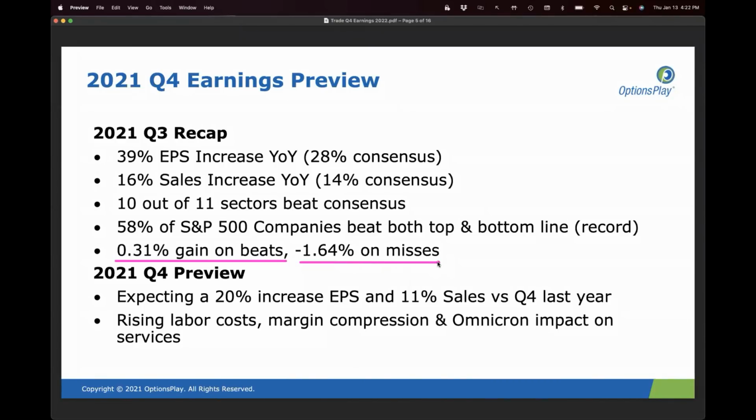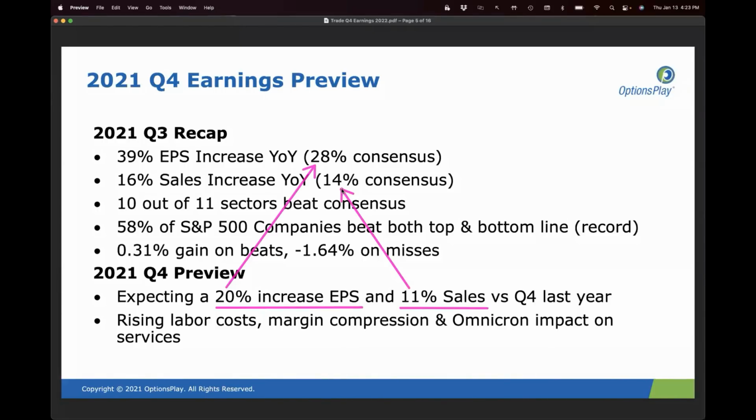So as of right now, consensus expectations for Q4 are that we're going to see a 20% increase year over year on earnings, and an 11% increase in revenue. Versus the previous quarter, we were expecting 28% growth. Now we're at 20. The previous one we were expecting 14. Now we're expecting 11. So that is certainly a slowdown in terms of expectations, but we are comparing to Q4 of 2020, which was better than Q3 of 2020. So these numbers are still strong in terms of our expectations for earnings.